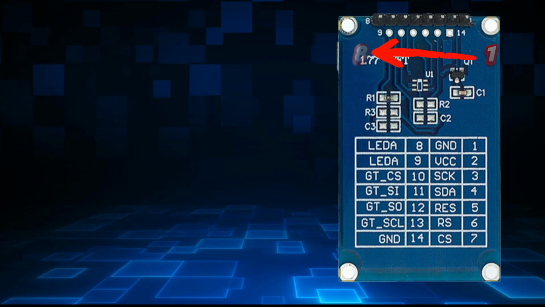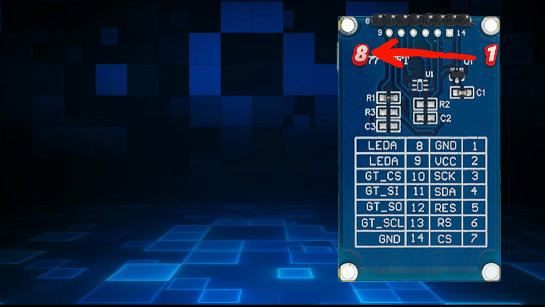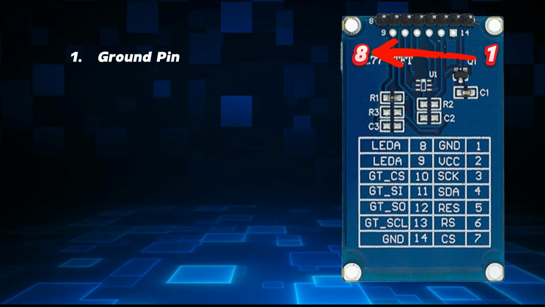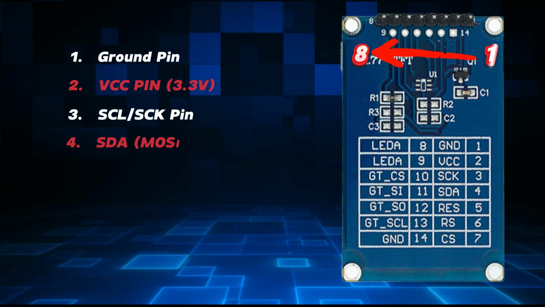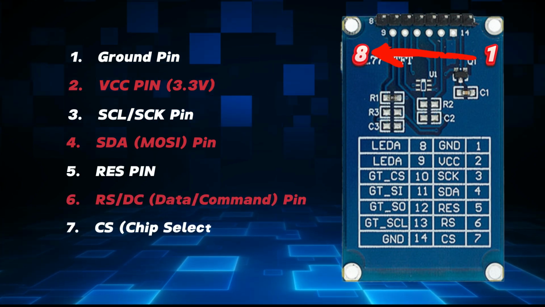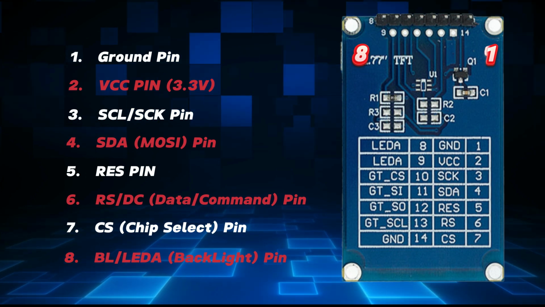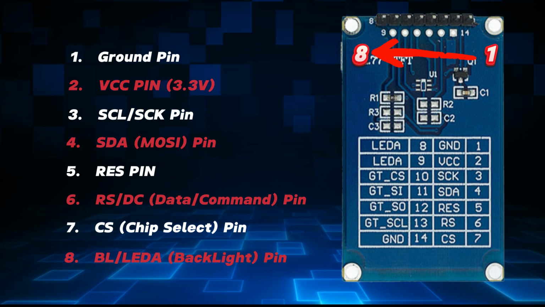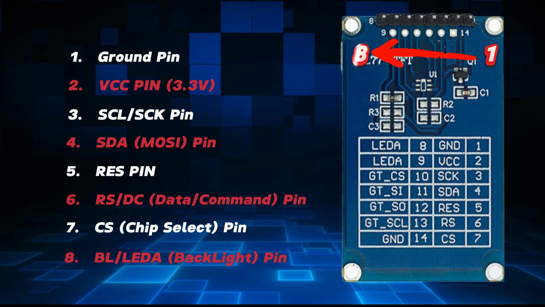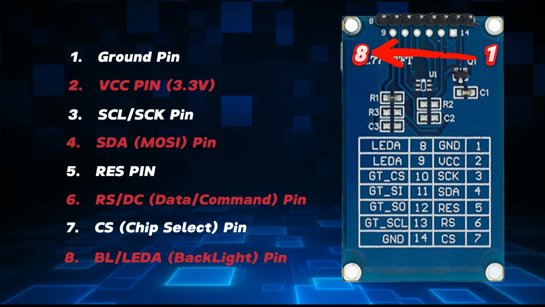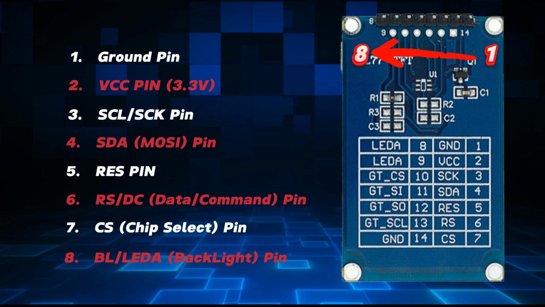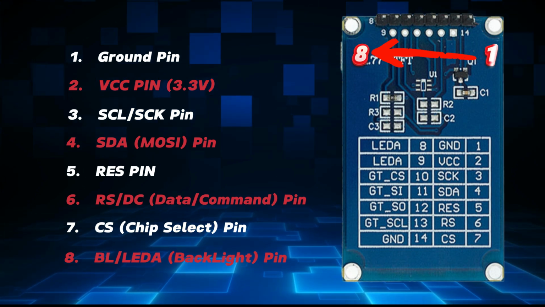Starting from right to left, the first pin is the ground pin and the second pin is VCC. In this display, VCC is a 3.3 volt power supply pin. Then pin number 3 is the SPI clock pin and the fourth pin is the SPI data pin. Then we have a reset pin, next to it is a command selector pin, then a chip selector CS pin, and finally on number 8 we have a backlight. SPI communication is very fast and uses only a few wires.